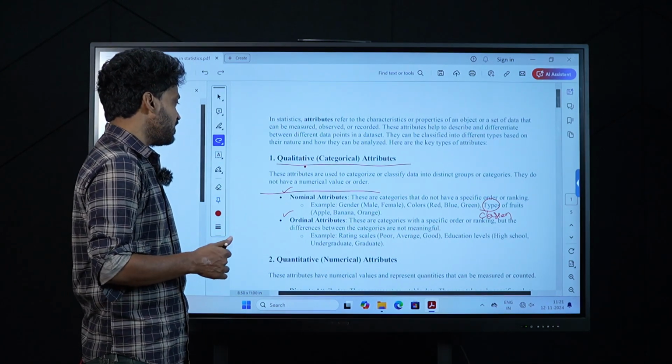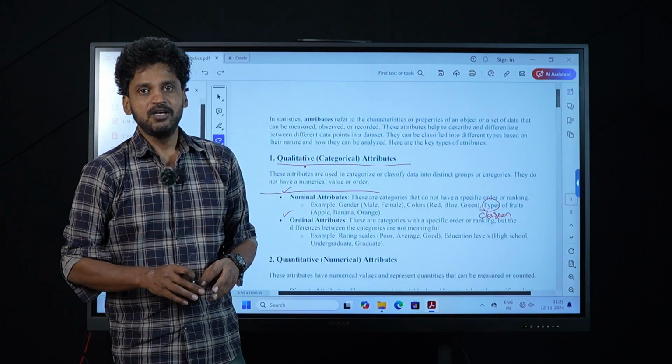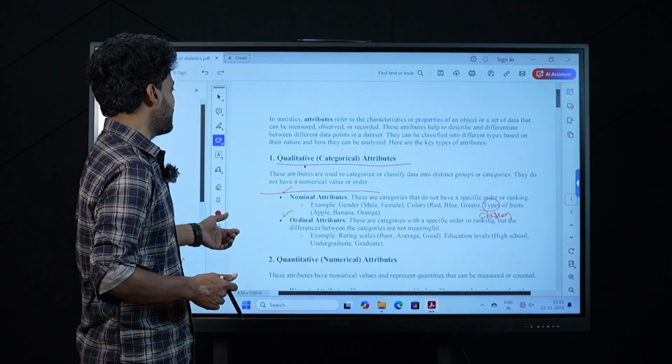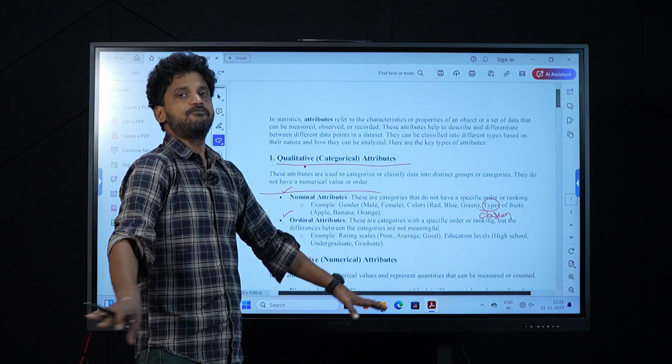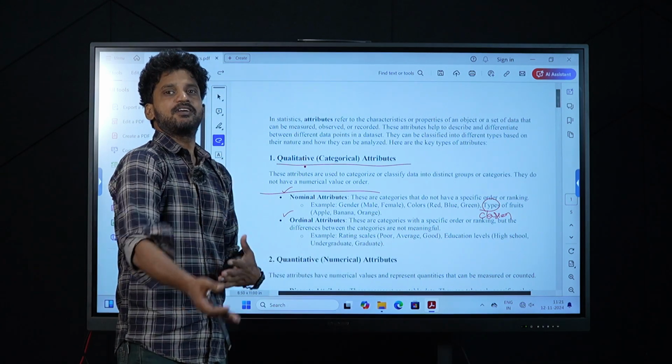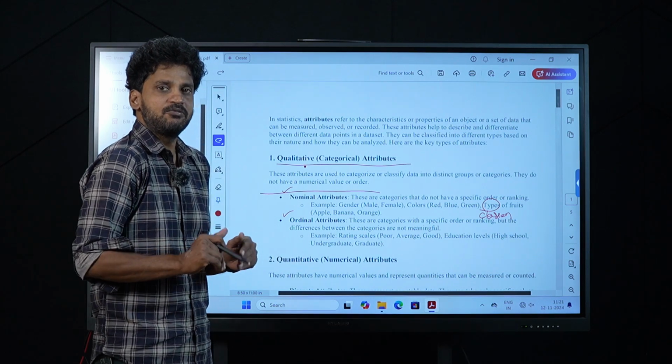Ordinal attributes. What are ordinal attributes? These categories have a specific order of ranking, so we are able to order them. But again, there is no numerical significance. The difference between the categories is not meaningful. There is no numerical significance. The difference between the categories gives no meaningful insight that we'll be able to get.